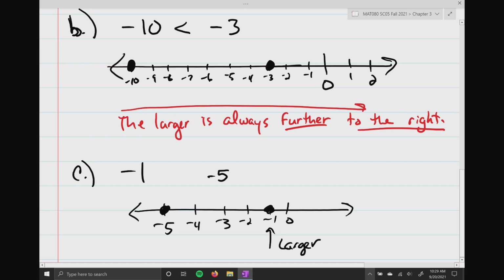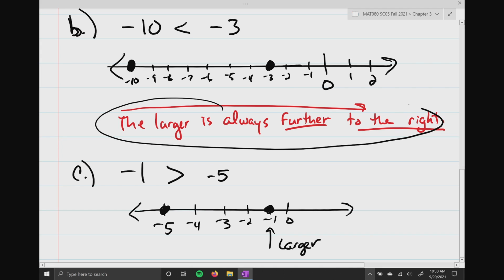I know -1 is further to the right, so -1 is greater than -5. Does that make sense, everyone? Yes. Perfect. Okay. So, Michelle, when you said closer to 0, I agree with that. That's if you're comparing two negatives. In general, though, if you just remember the larger one's always to the right, you never have to worry about special cases anymore. Okay? Yes.